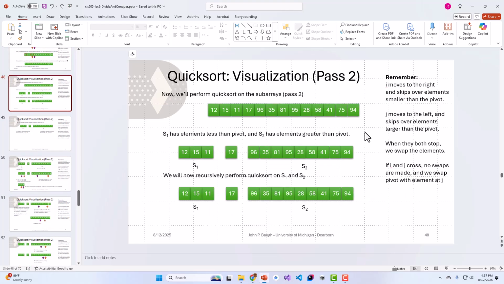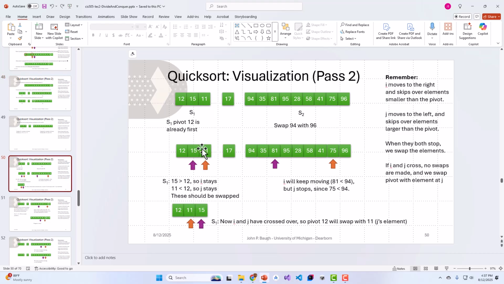Now you do a second pass. On the second pass, anything less than 17 we are sorting, and anything greater than it we are sorting, and you perform the quicksort recursively. You end up with two sets of purple and orange arrows. The 12 ends up being the pivot. It's already in the first spot, so we leave it. Now over here, what do we have as the pivot? The pivot would be, let's see, 96, 28, or 94. The middle is the 94.